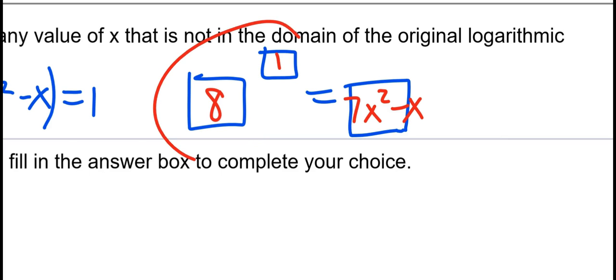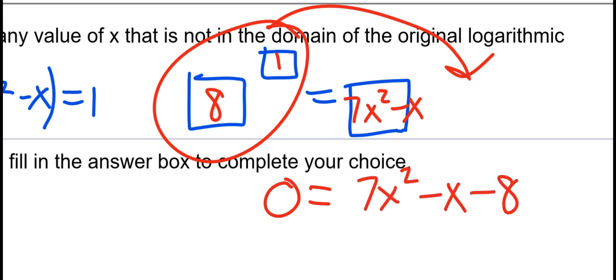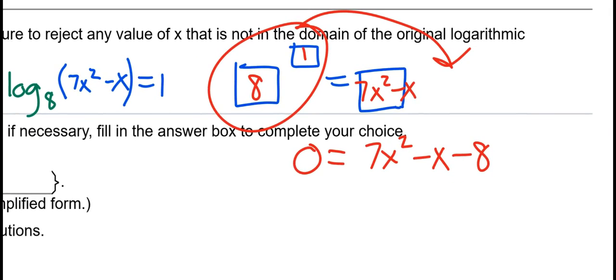What are we going to do with this 8? Move it. We're going to subtract it over to the other side. Well, folks, there's only one way to do this. And this takes us back to the quadratic chapter, which is why this might be an extra credit. I should be able to expect you to do everything to this point.